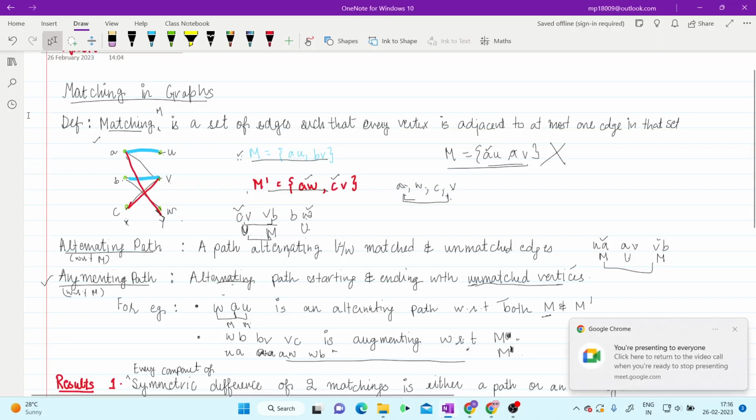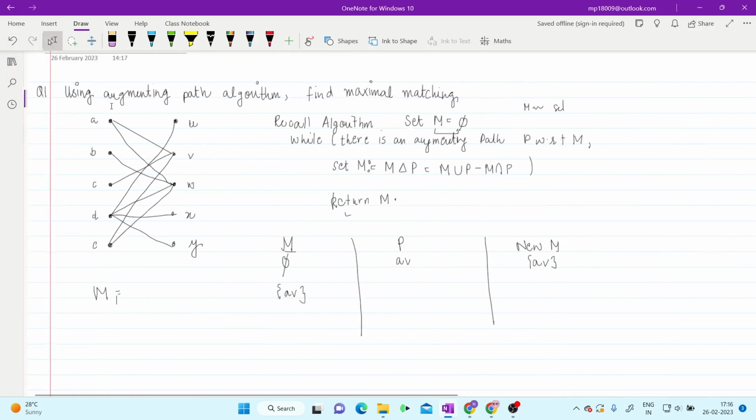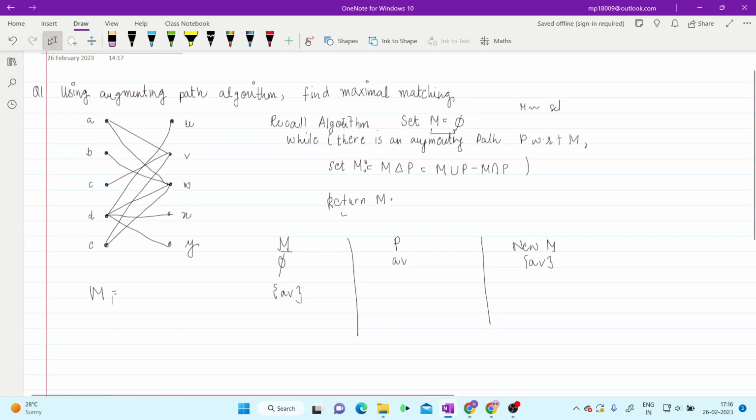Now if the augmenting path is clear, we have this augmenting path algorithm to find a maximal matching. What is this algorithm saying? First we start with an empty set, then we look for an augmenting path with respect to M. Since M is empty, there are no matched edges, so all the vertices are unmatched and we can take any edge. Suppose we take AV. A and V are both unmatched with respect to the empty set, and it is an unmatched edge. So it satisfies all the conditions, and therefore AV is an augmenting path.